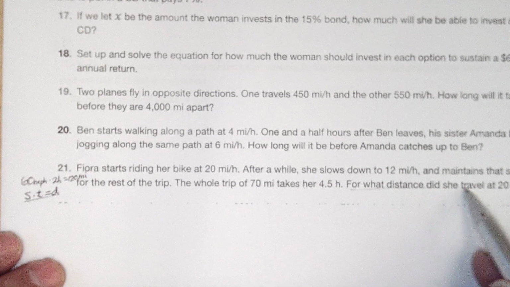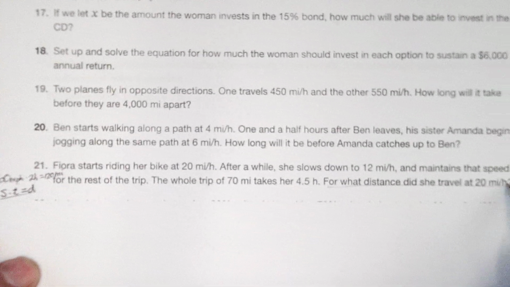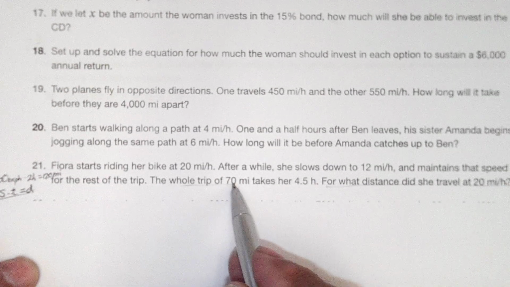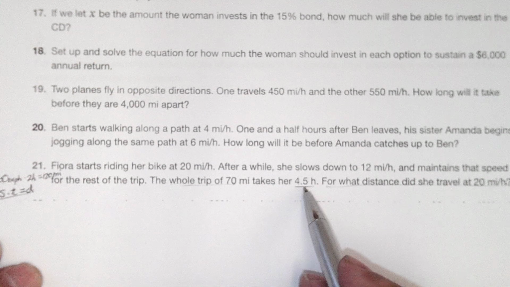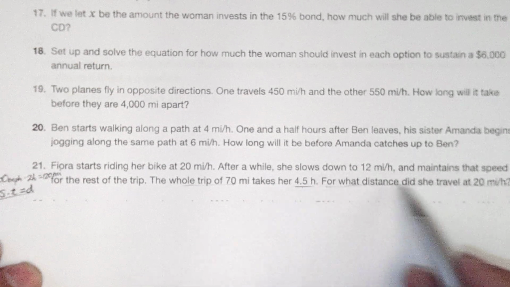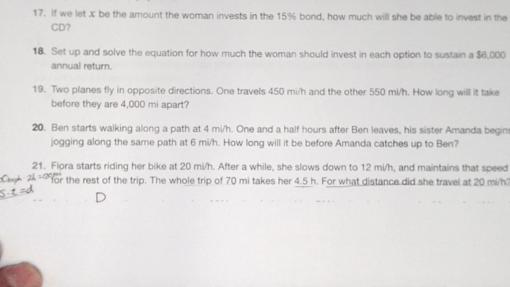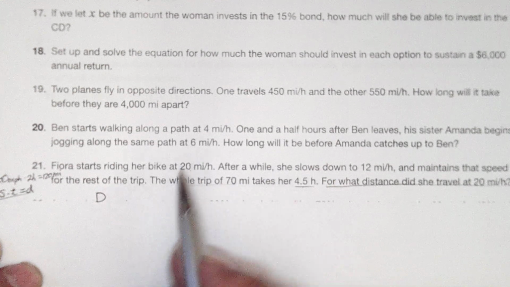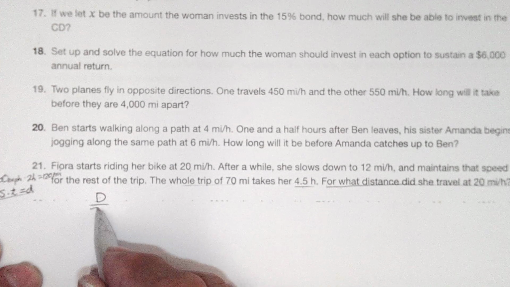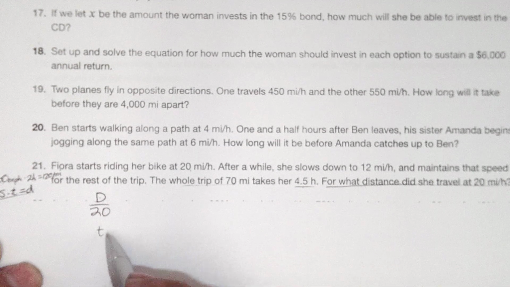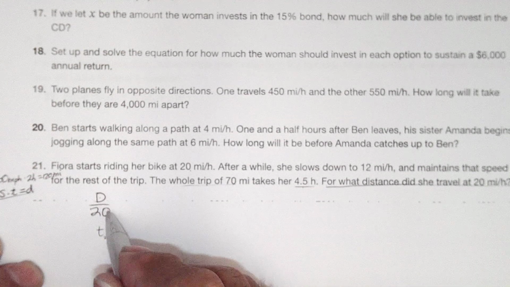Now, they asked for what distance she traveled at 20 miles per hour, and the whole trip was 70 miles and 4.5 hours. So I'm going to do it first with time. They asked for the distance that she traveled at 20, so I'm just going to call that D. And if she traveled at 20 miles per hour, that distance divided by the speed, D divided by 20, is the time going 20.